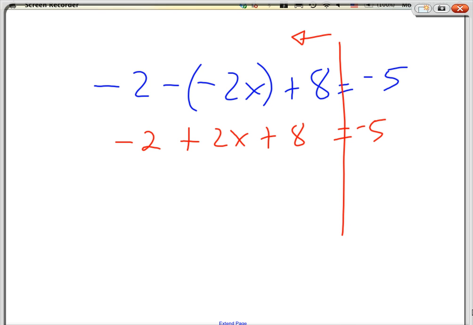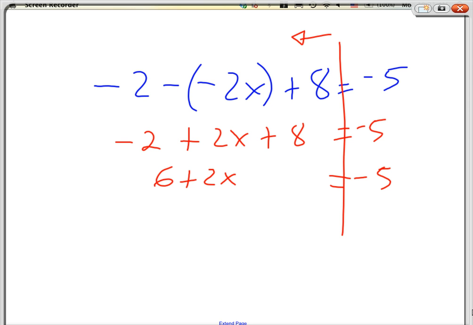Can we combine like terms, anyone? Do you have like terms? Yeah. We do. 2 and 2. Look at that. If I cover out the 2x, what do you see? -2 plus 8. Whoa, those are two numbers. I can combine them. What's -2 plus 8? 6. So I have 6 plus 2x equals -5. Does it make sense so far?